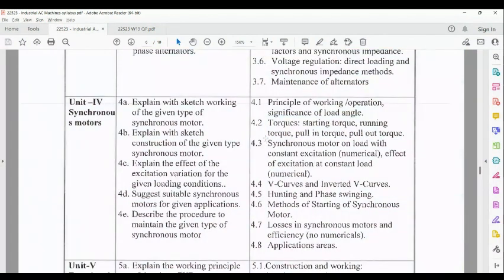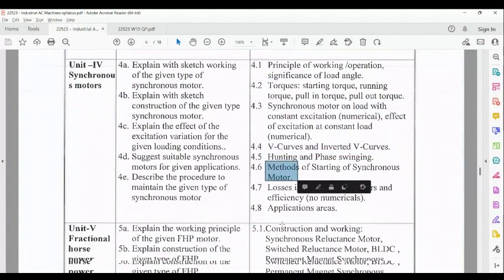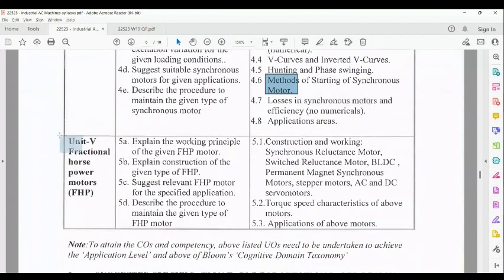then synchronous motor with constant excitation and constant loss, V curve, inverted V curve, methods of starting, losses, applications, and the whole unit, that is unit number 5.